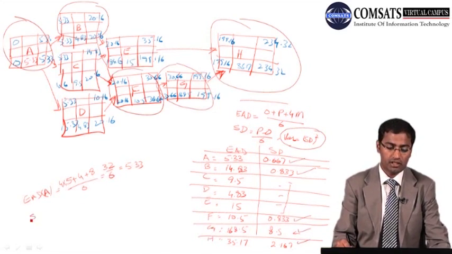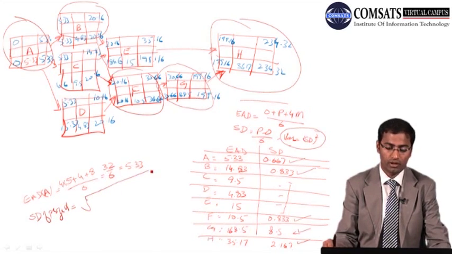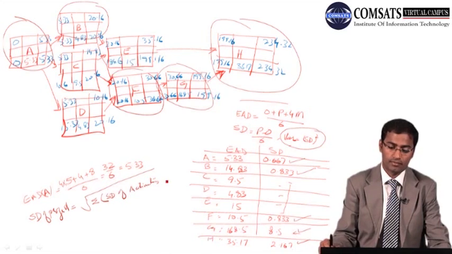and the standard deviation of the project will be the square root of the summation of the squares of the standard deviations of activities on the critical path. We take the square first and then we sum up.